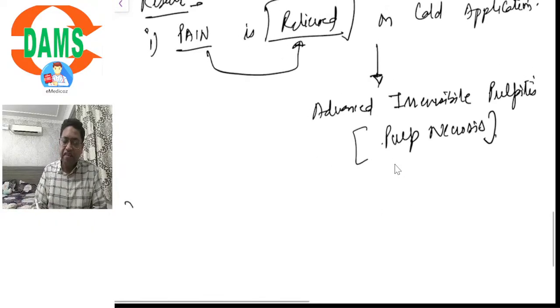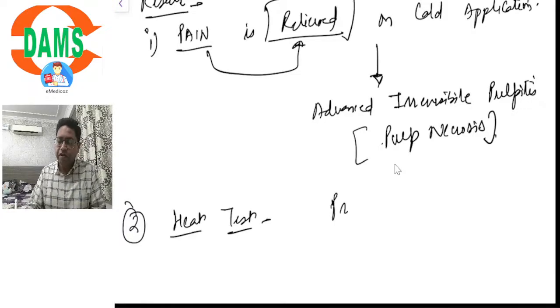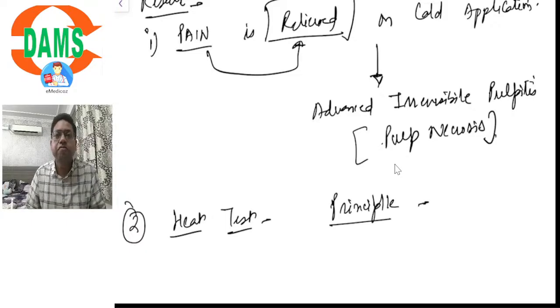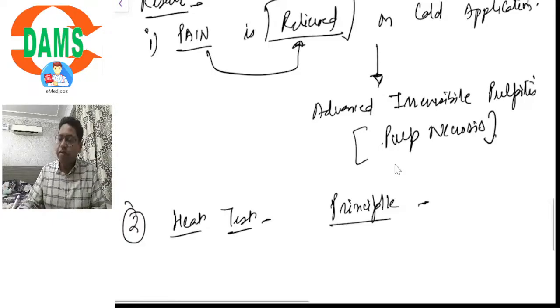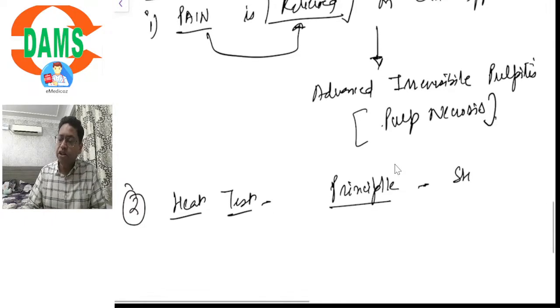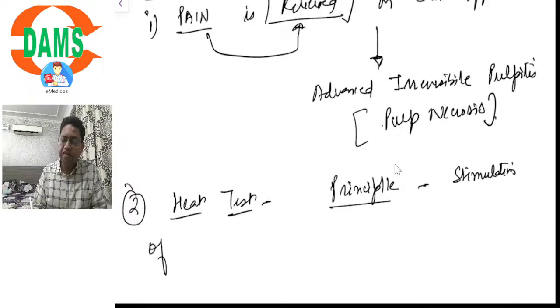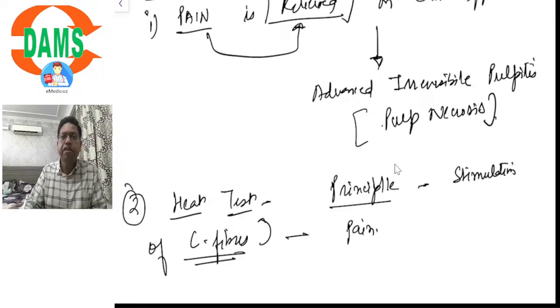Coming over to the second sensibility test, that is the heat test. What would be the principle of heat testing? Now, we all know that heat is more damaging as compared to cold. So what would be the principle? There would be stimulation of C fibers due to heat application, and the patient would feel pain.